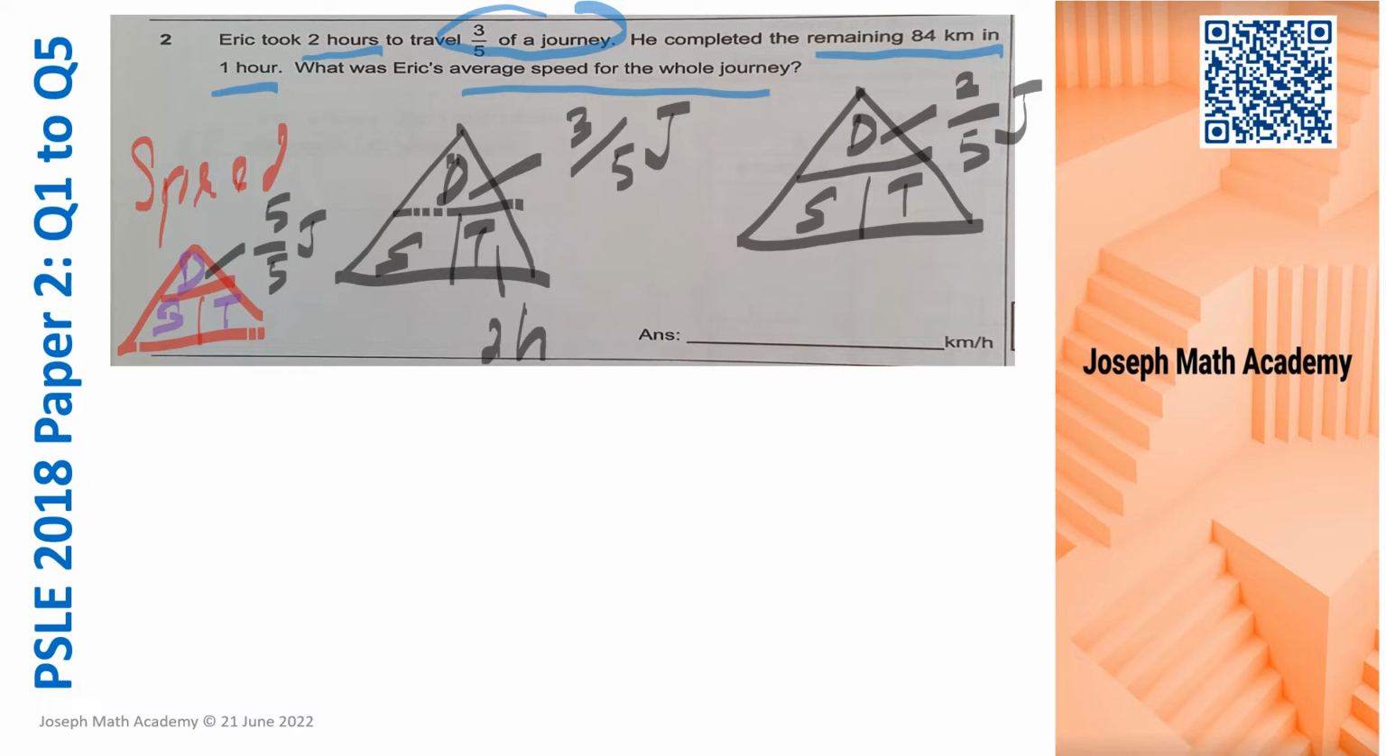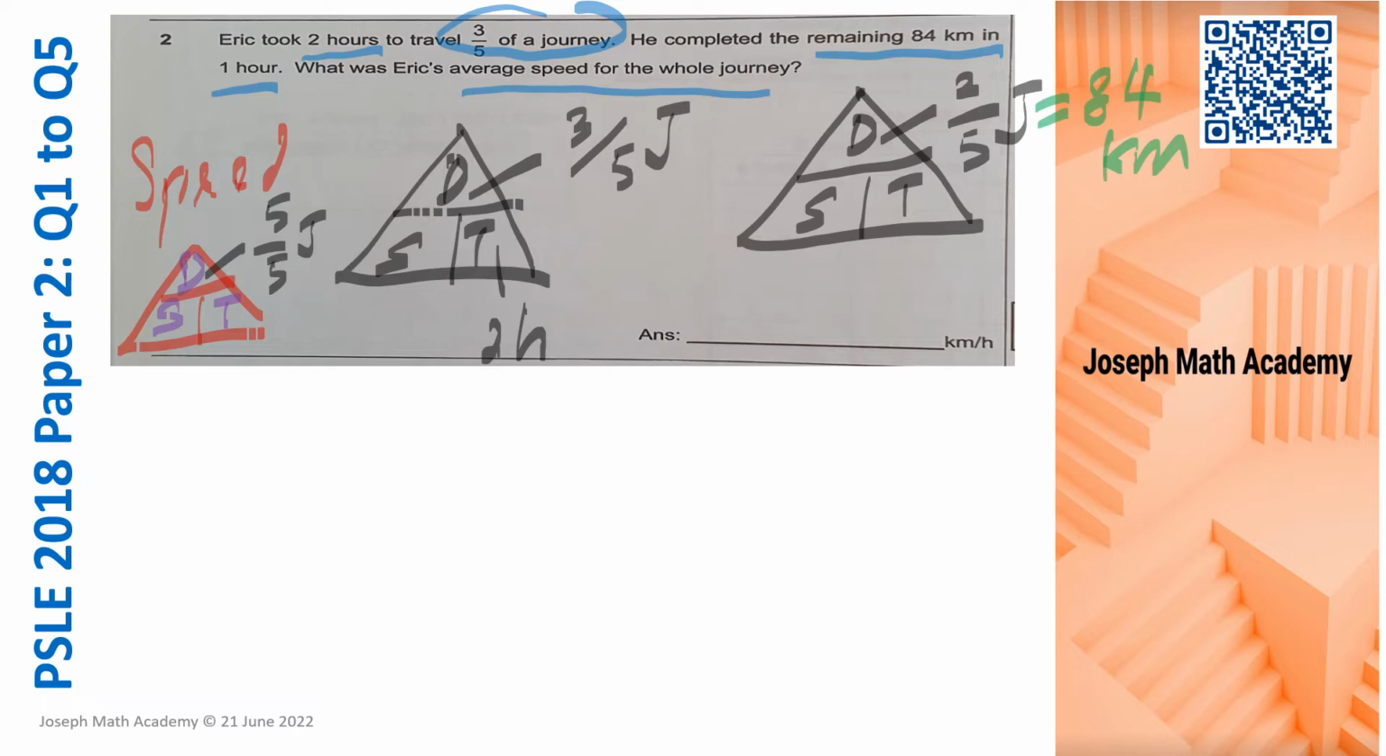Okay, now I have already slotted in the first set of information from the first sentence. The second sentence tells us he completed the remaining 84 km. So that means the second journey, 2/5 journey, should be 84 kilometers.